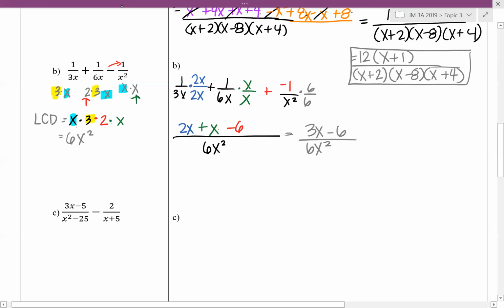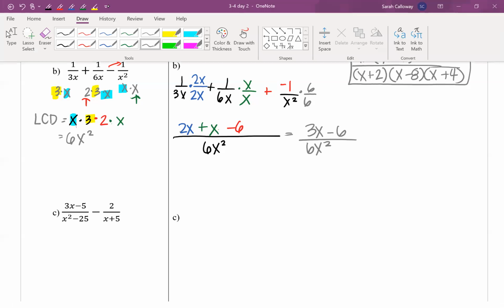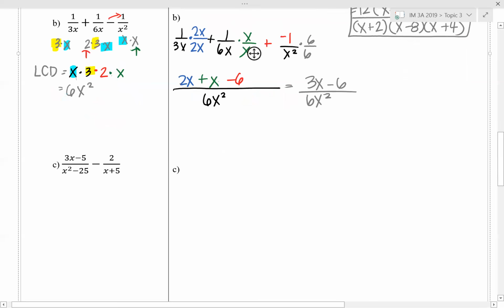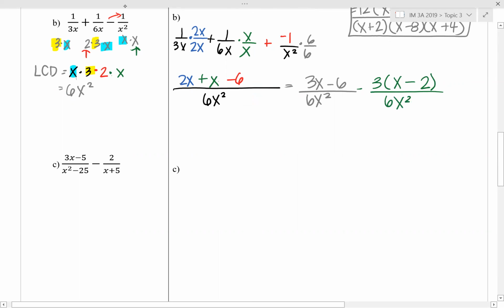So just like in the last problem, we can factor out a number between our terms. So we have 3x minus 6. Those are both divisible by 3. So if I factor out a 3, 3x divided by 3 is x, and 6 divided by 3 is 2. So that's going to leave me with 3 times x minus 2 over my 6x squared. And so remember that the 6x squared is a product, right? It's 6 times x squared, and this is 3 times x minus 2. So I am able to reduce the 3 over 6.